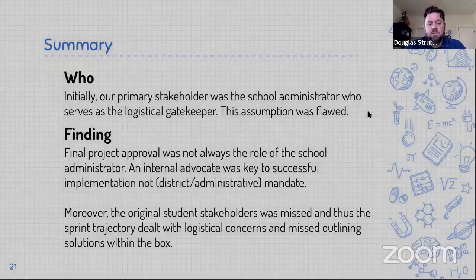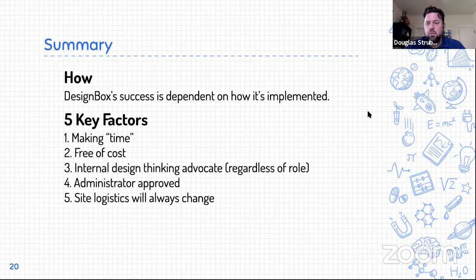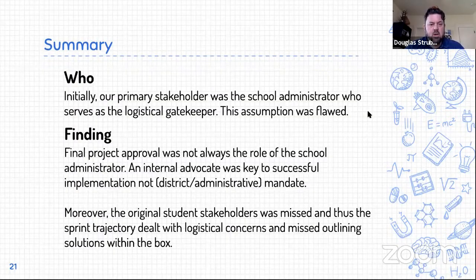And then 5 was site logistics can change depending on the school that you're at, because every school is different as far as location and populace, et cetera. So there's no cookie cutter methodology that we could work with.